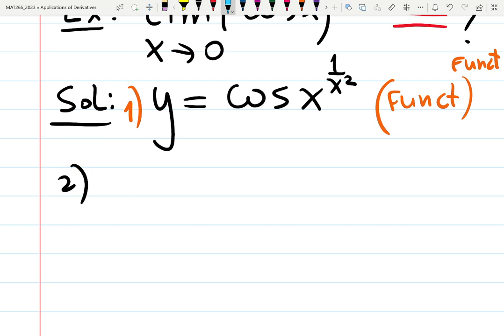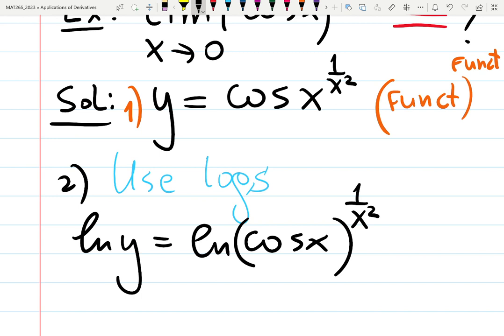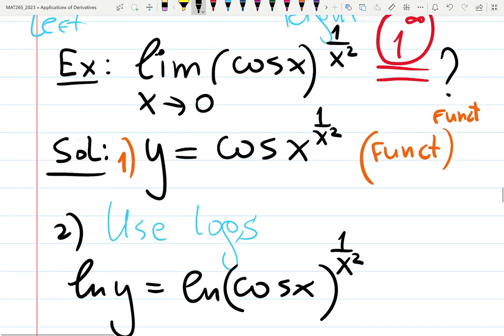Step 2, use logs. I'm telling you, logs are amazing. They are in the list of the top 15 most important formulas of the world. It's just the property of log. That's how important it is. So we're going to have ln of y equals ln of cosine x. And cosine, oh, let me ask you that. Is it cosine raised to the power? Is it log raised to the power? Or is it x raised to the power? What do you think?